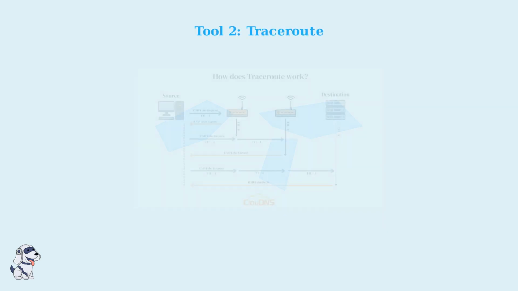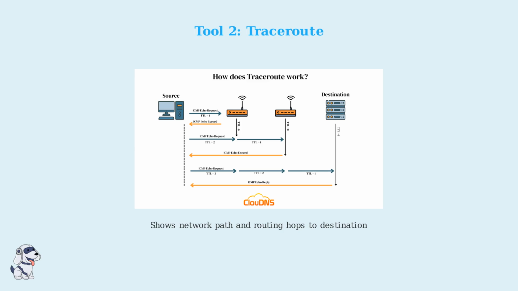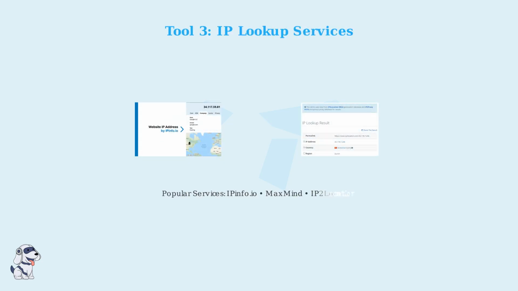Traceroute reveals the path data takes from your computer to the target IP address. It shows each router or hop along the way, helping us understand the network infrastructure and potential geographic routing of suspicious traffic. Online IP lookup services provide detailed information about IP addresses, including approximate geographic location, internet service provider, and organization details. Services like IPinfo.io and MaxMind offer both free and premium lookup capabilities.